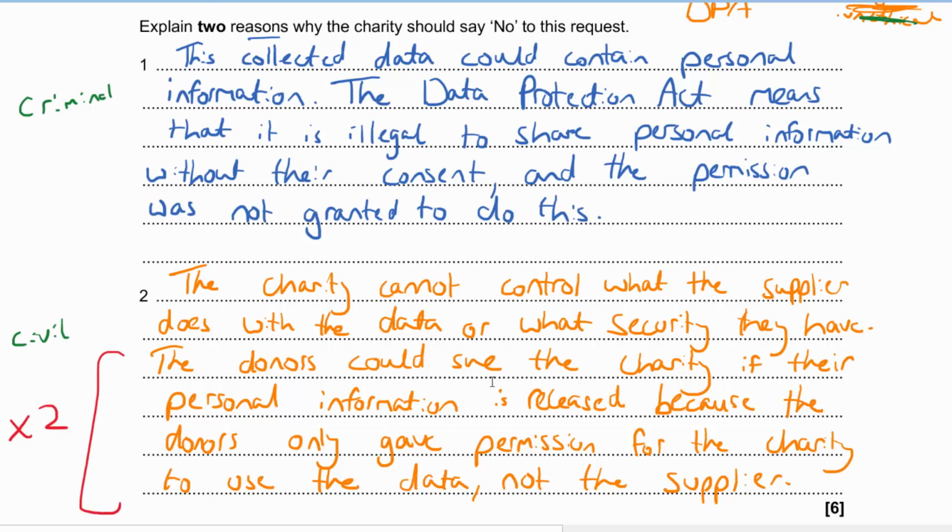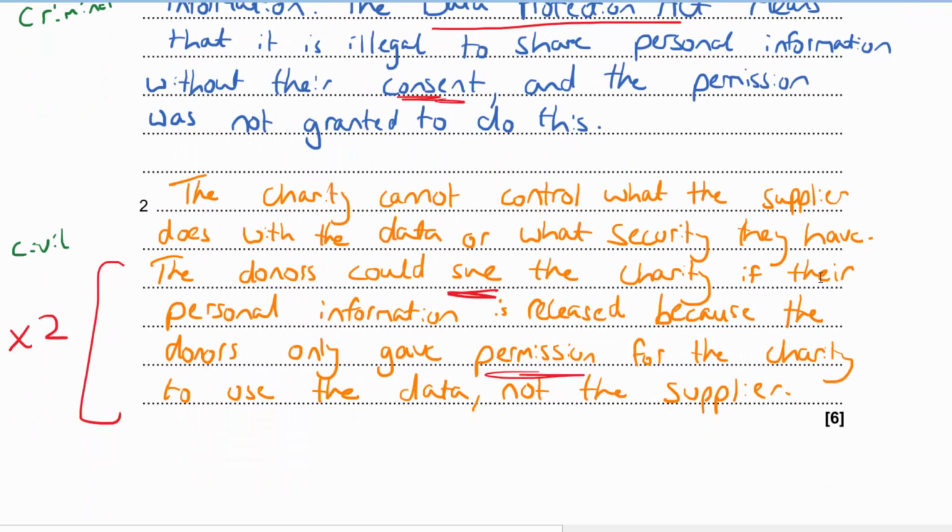What could they do? They could sue. And why is this? Because they only gave permission originally to the charity. And here, again, I've got a big second sentence, but I've given the law, which is usually a mark, quite frankly. And also I've explained about the consent is needed according to this law. So I have got these 3 points here.